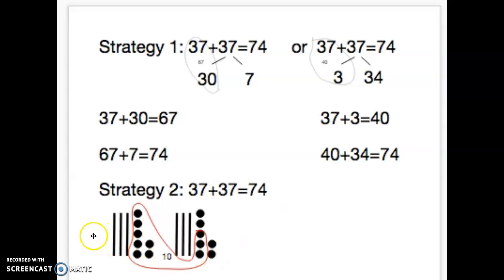For strategy 2, when you draw your quick tens and ones, I drew 3 tens and 7 ones plus 3 tens and 7 more ones. Here I had 7 ones, and I know that 7 needs 3 more added to it to make a 10. So this gave me another 10. So here I have 3 tens plus this right here is another 10. That makes 4 tens, 5 tens, 6 tens, 7 tens. 7 tens and 4 ones, which gives you the number 74.